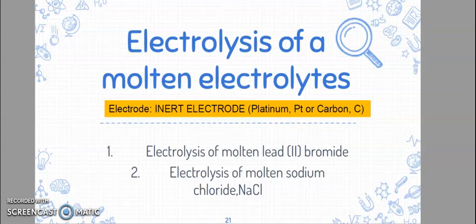In this video, we will discuss the electrolysis of molten electrolyte by using inert electrode, either platinum or carbon or graphite. So we will focus on these two examples, electrolysis of molten lithium bromide and electrolysis of molten sodium chloride.